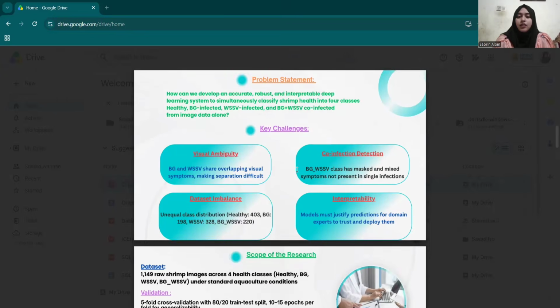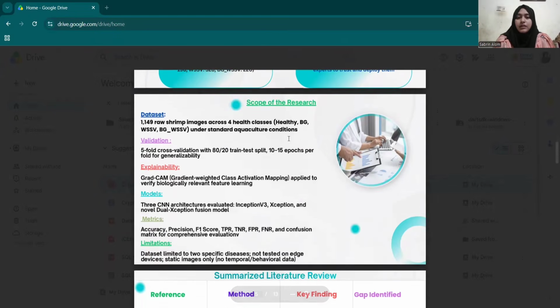We next jump into our next slide, which is the scope of research. Now, let me define the scope, meaning exactly what this research covers. For the dataset, we used 1,149 raw shrimp images across four health classes. As we said in the previous lecture, these four classes are healthy, BG, WSSV, and BG with WSSV, which is co-infection, under standard aquaculture conditions.